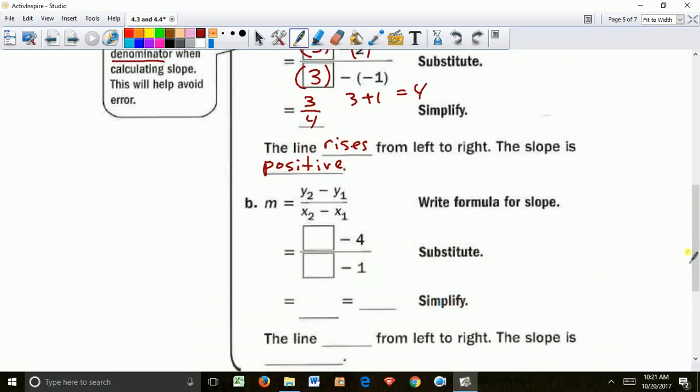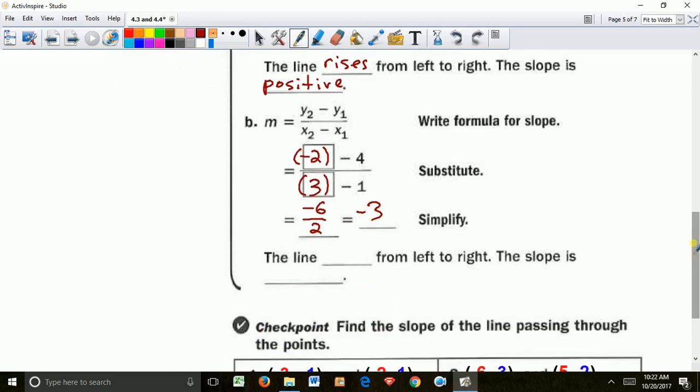In part B, we can choose negative 2 as y2, 4 as y1. Again, I greatly encourage you to use parentheses. And your x2 is 3, and your x1 is 1. So if you simplify those, negative 2 minus 4 is negative 6. 3 minus 1 is 2. And negative 6 divided by 2 is negative 3. Note that this line does fall from left to right. So the slope is negative.